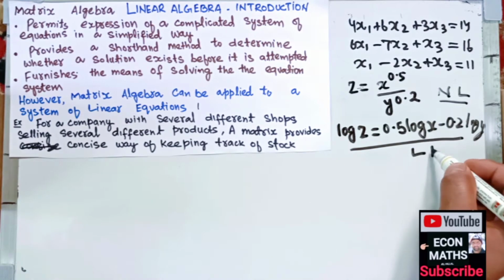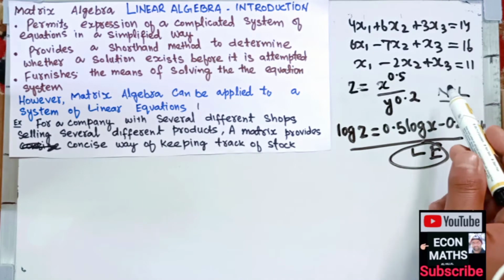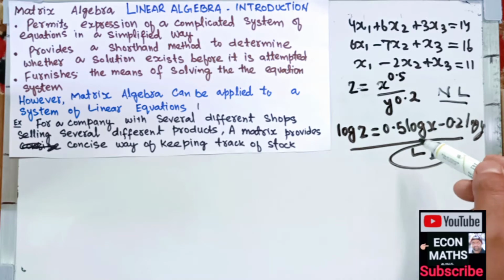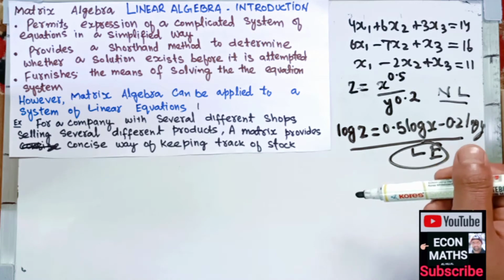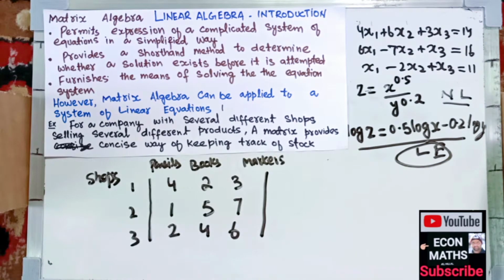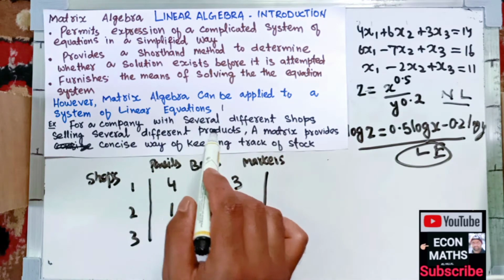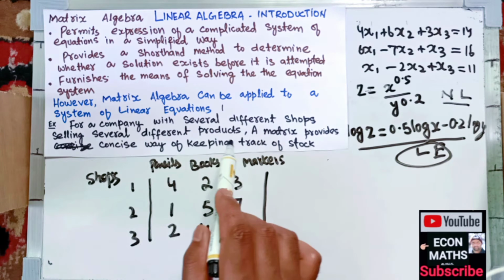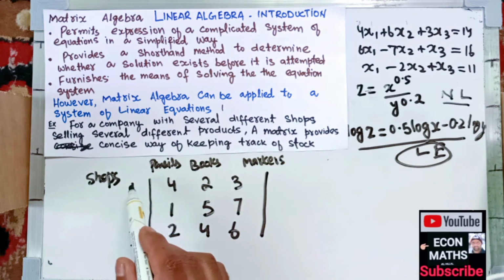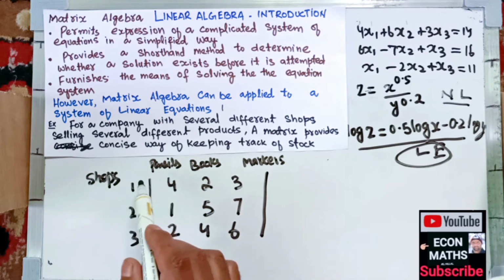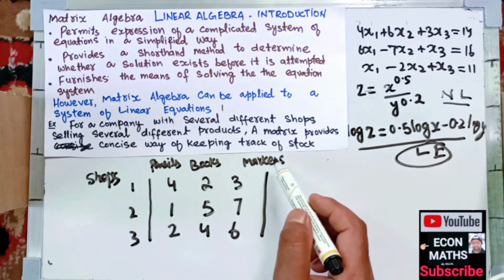Now how to convert a non-linear function into a linear function? We have covered this whole stuff in the logarithm portion in this mathematical economics series. Now let us have a real life example. For a company with several different shops selling several different products, a matrix provides a concise way of keeping track of records. Now if I have a company and the company has 3 shops, shop first, second, third, in every shop there is an amount of pencils, books and markers.